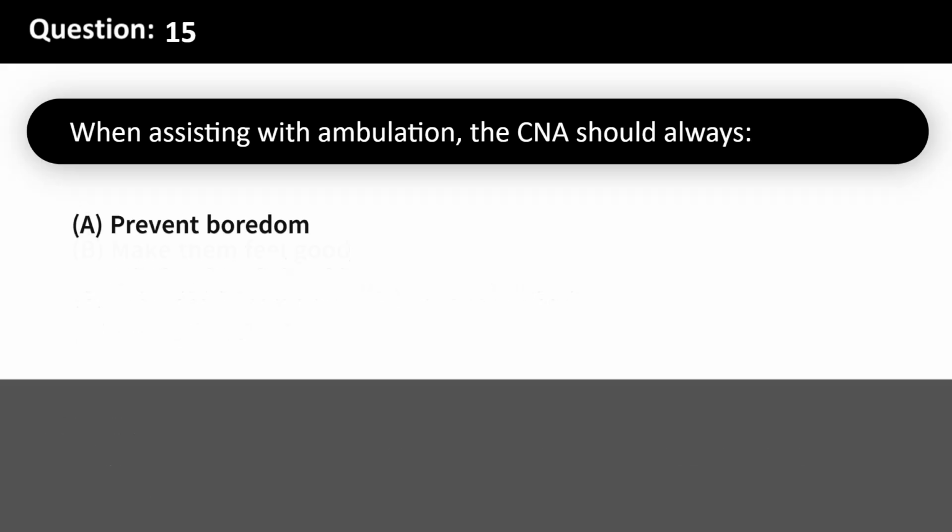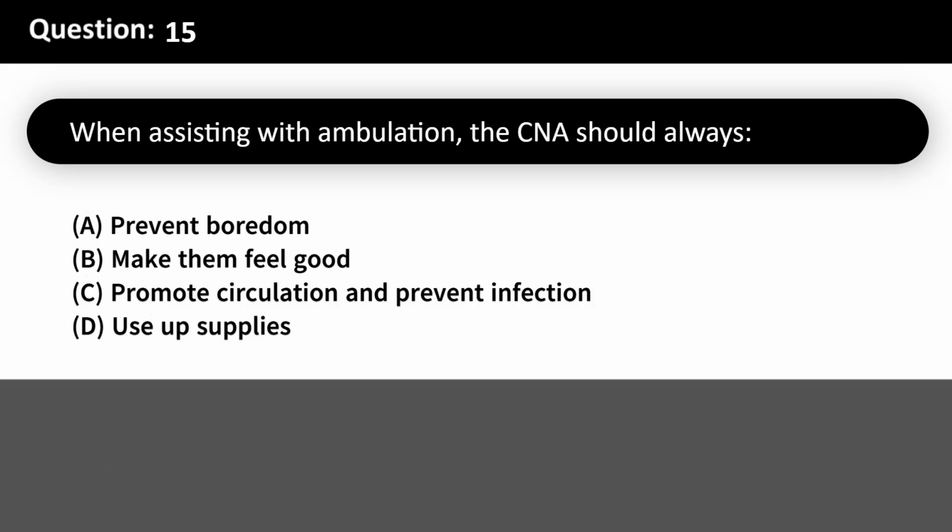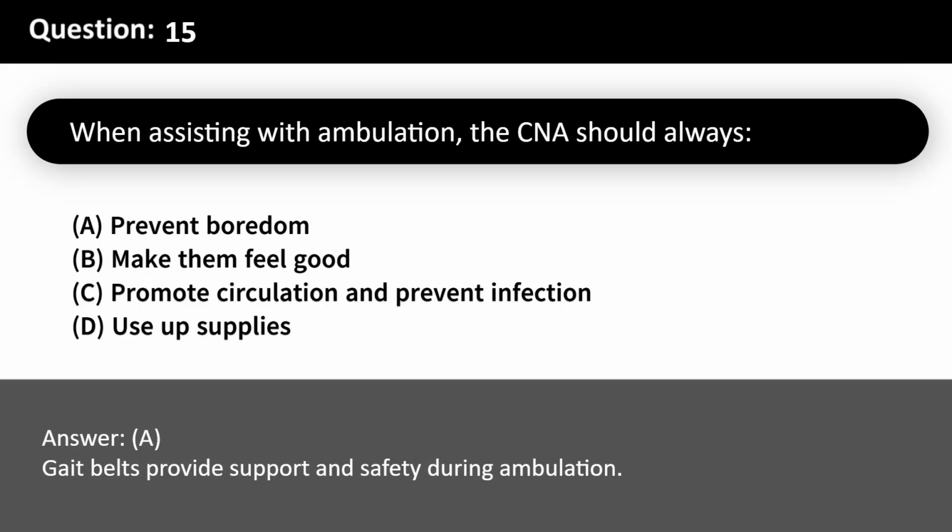When assisting with ambulation, the CNA should always: A. Use a gait belt if required. B. Walk behind the resident. C. Pull the resident along. D. Let the resident walk alone. Answer: A. Gait belts provide support and safety during ambulation.